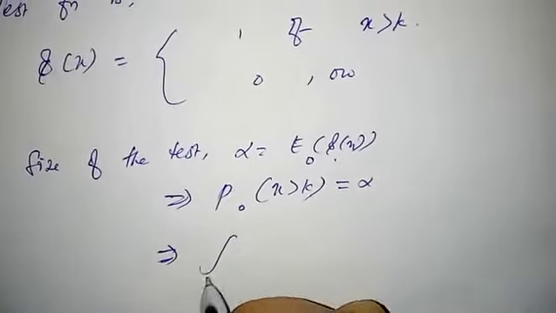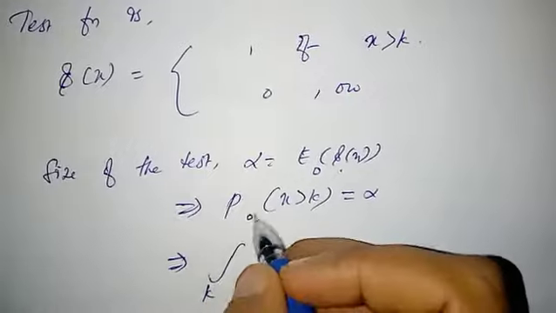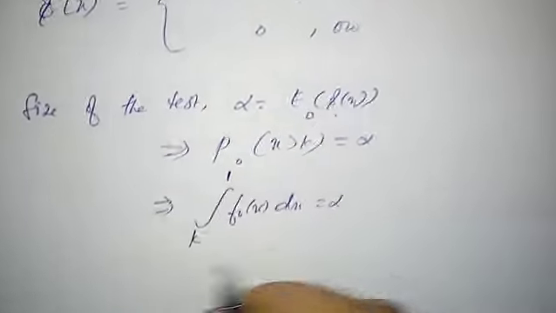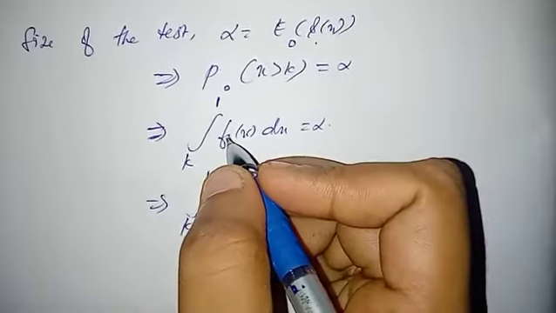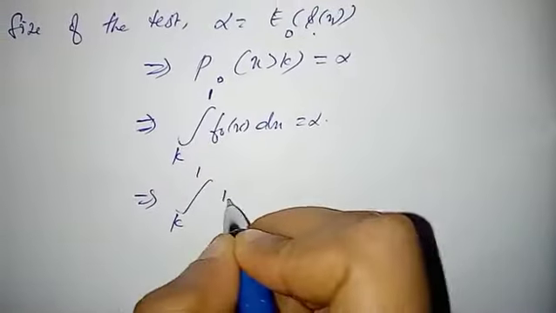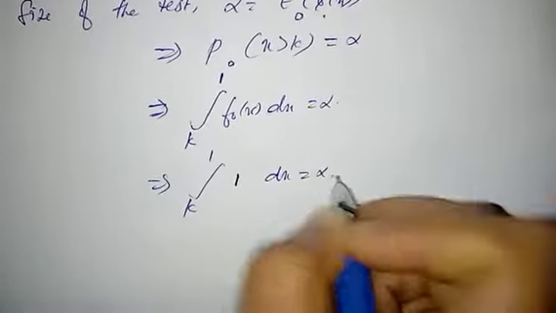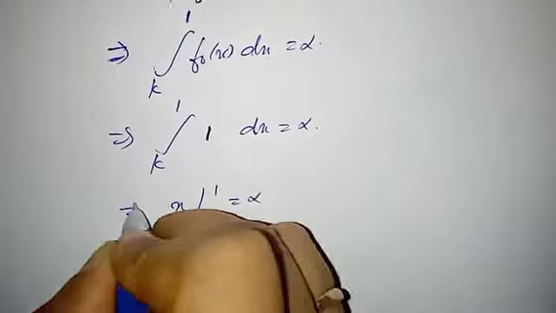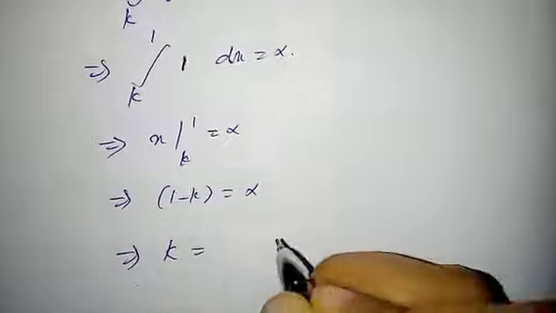Which implies the integral from k to 1, since under H0 x takes values 0 to 1, of f0(x) dx equals alpha. Under H0, X follows uniform(0, 1), so f0(x) is 1, the density of uniform(0, 1). So the integral of 1 dx equals alpha. Integrating, x from k to 1 equals alpha, which implies 1 minus k equals alpha, so k equals 1 minus alpha. This is the k value.